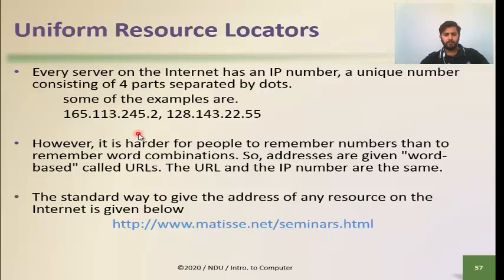So why do we need two different types of addressing for the same purpose? The answer is very simple. Machines work on numbers, and they are very good when dealing with numbers, but when it comes to the human level, humans are very good at dealing with domain name addressing.